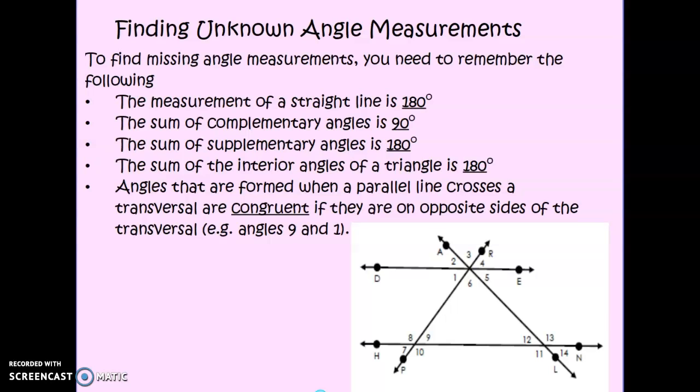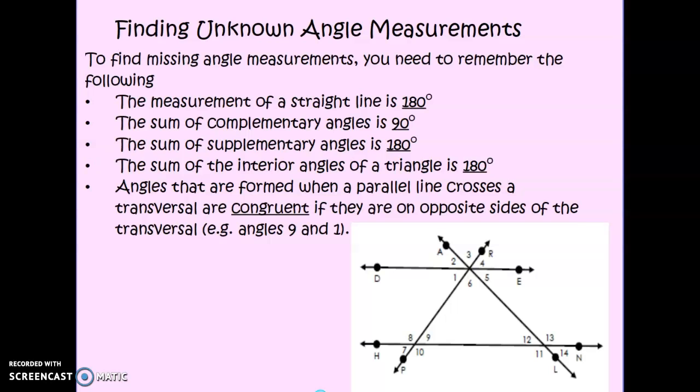Okay, so today we're going to be finding unknown angle measurements. Just some key information that you need to know. The measurement of a straight line is 180 degrees. The sum of complementary angles is 90 degrees. The sum of supplementary angles is 180 degrees. The sum of the interior angles of a triangle is 180 degrees.